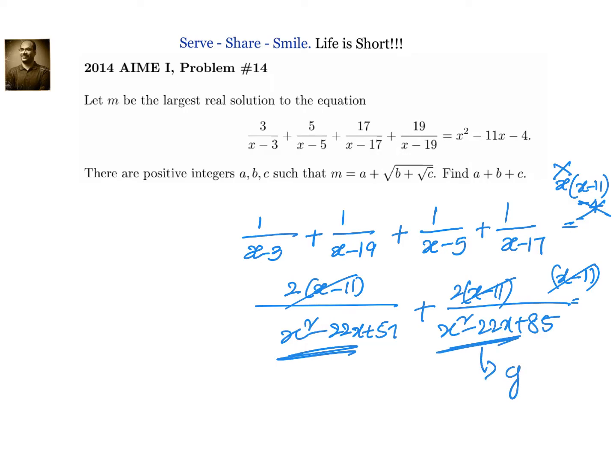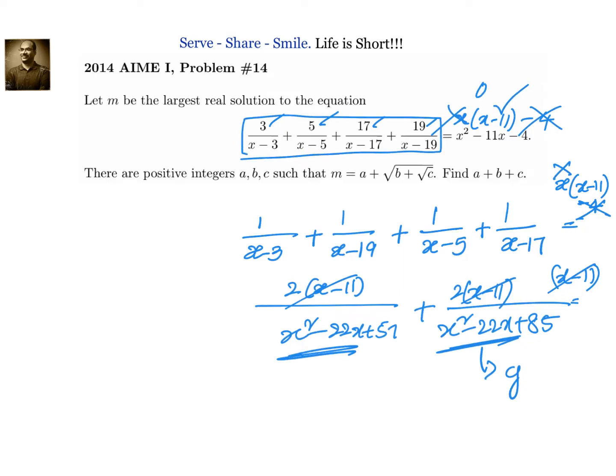So our step 1 to solve this problem is remove this 3, 5, 17, 19 and also remove this minus 4 and x. Then when we add them, this x minus 11 will go away. That means right hand side will become 0. Then I can make a quadratic equation by doing appropriate substitution. That's the logic behind how we want to solve this problem.